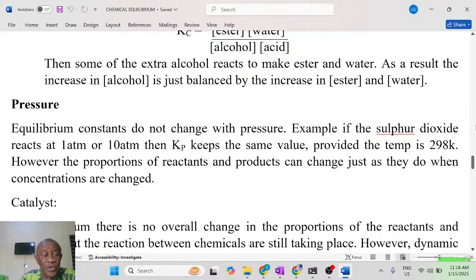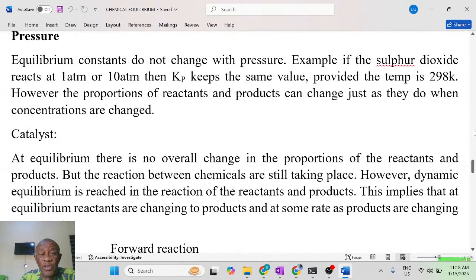Then we go over to pressure. Equilibrium constant does not change with pressure. Example, if the sulfur dioxide reacts at 1 atmosphere or at 10 atmosphere, then Kp keeps the same value, provided the temperature is 298 Kelvin. However, the proportion of reactants and products can change just as they do when concentrations are changed.